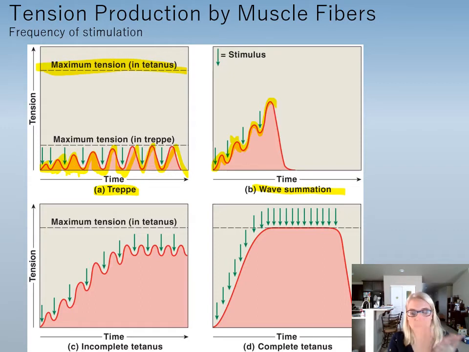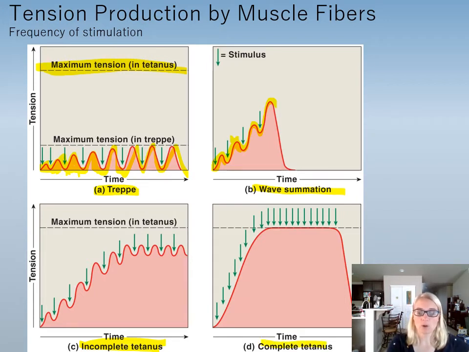Okay, let's speed that up. Let's make it come a little bit faster. So in incomplete or unfused tetanus, what we see is the stimuli are showing up even faster. The muscle reaches its peak. It's starting to relax, but then it just gets hit again before it gets to relax even more. And so what we get is incomplete tetanus. We get more tension than we could in wave summation, but we're still not reaching maximum contraction or maximum tension.